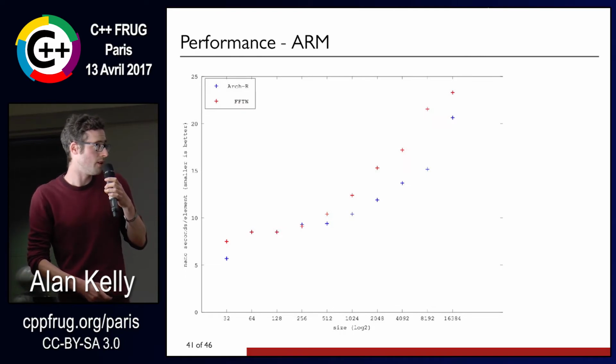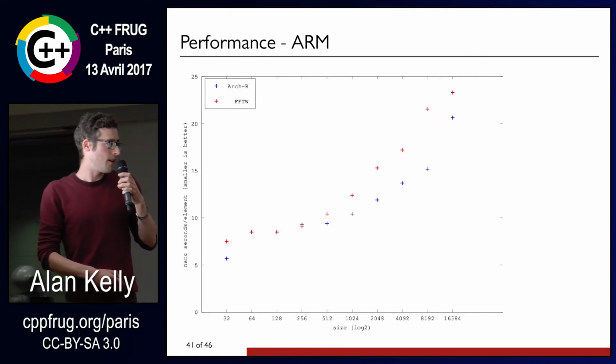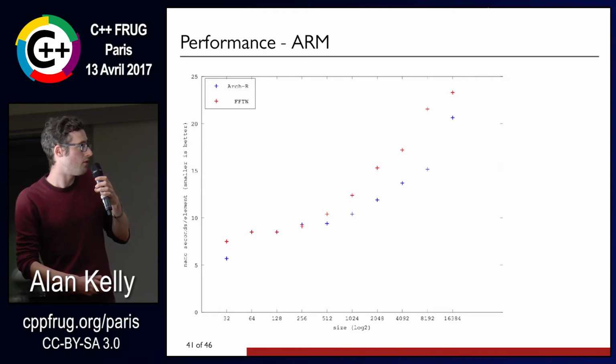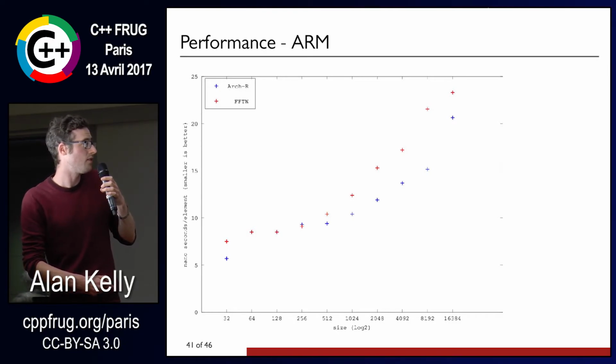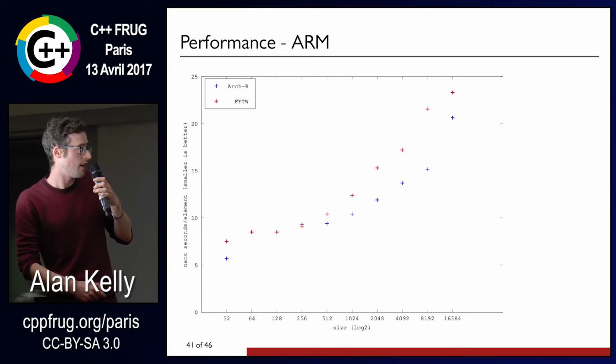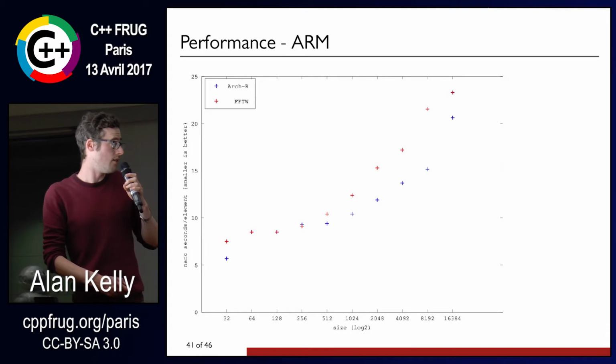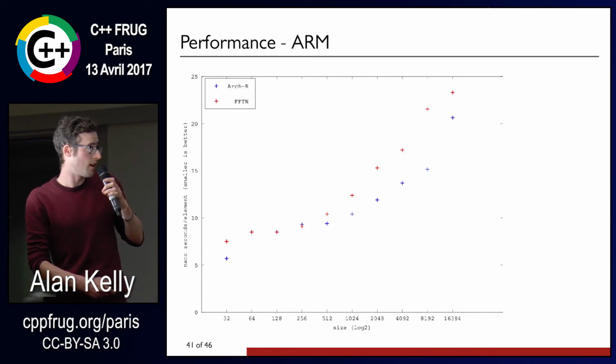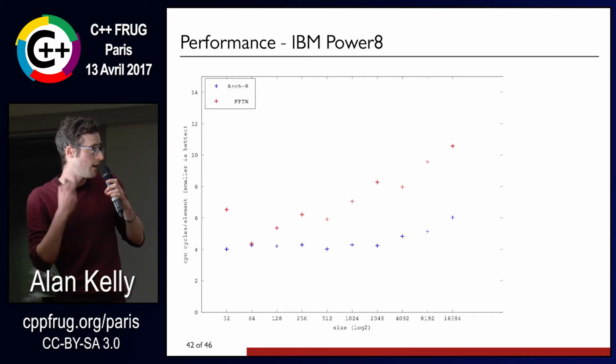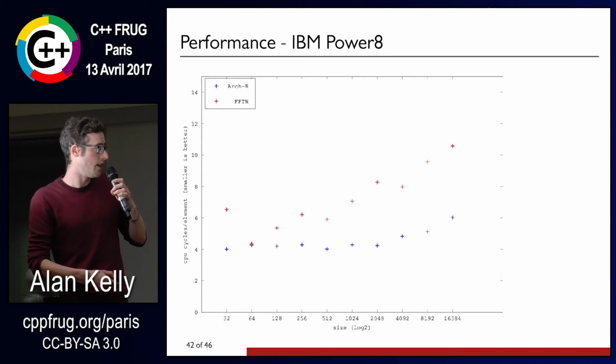So let's look at performance. We write this code, and I benchmarked it against the FFTW. So the NUMSCALE FFT is in blue, and the FFTW is in red. On ARM, you see that it's equal to or less than on every single size. The performance is better with the NUMSCALE FFT than FFTW on ARM. How about IBM Power 8? It's much the same story here. It's up to 2 times faster.